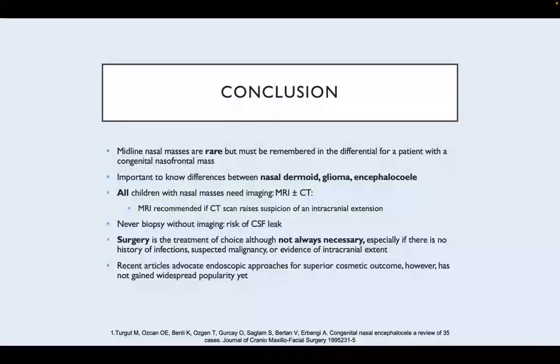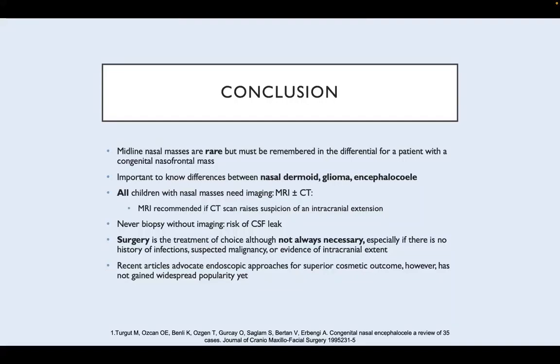So that brings me to the end of the talk. As mentioned earlier, these lesions are very rare, but must be remembered in the differential for a patient presenting with any kind of nasofrontal mass. It's important to know the differences between them because they sometimes have different managements. All children with nasal masses will need imaging in the form of an MRI and a CT, maybe both, and an MRI is recommended generally if the CT raises suspicion of an intracranial connection.